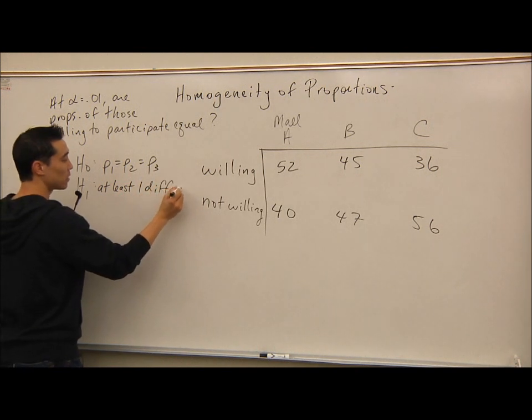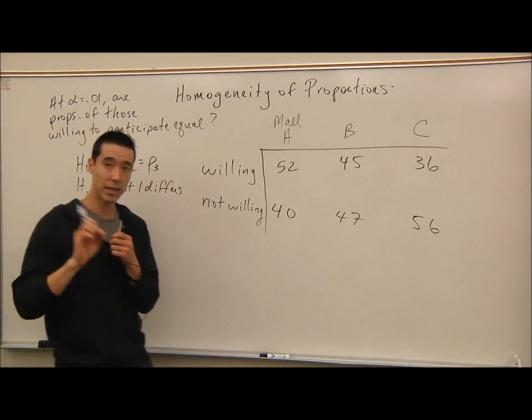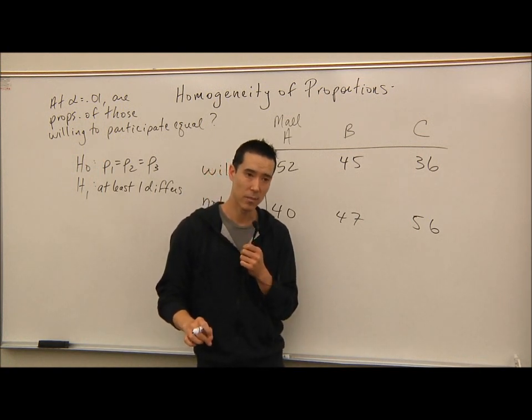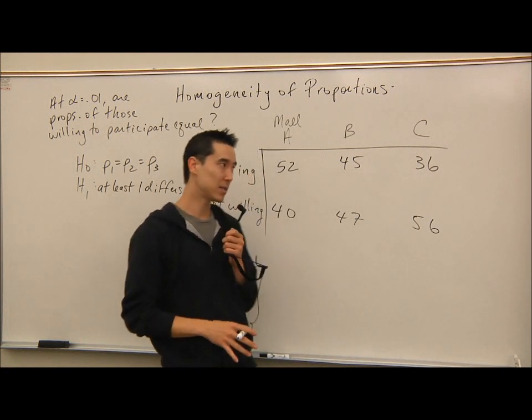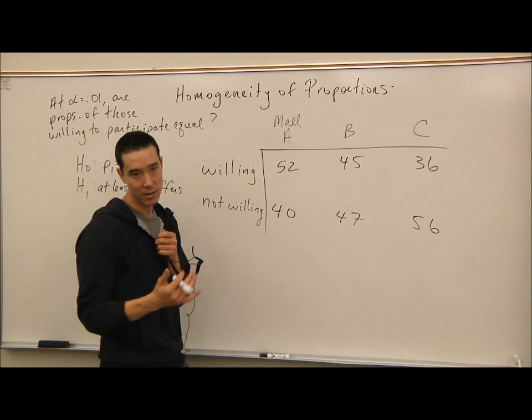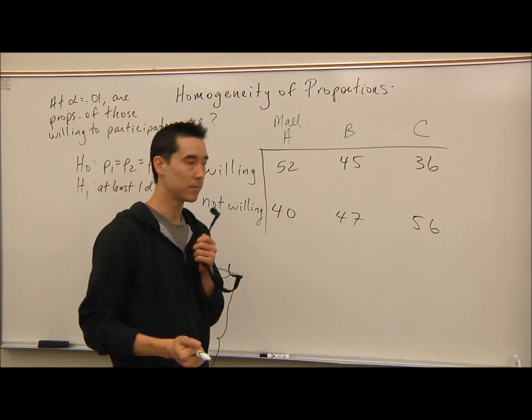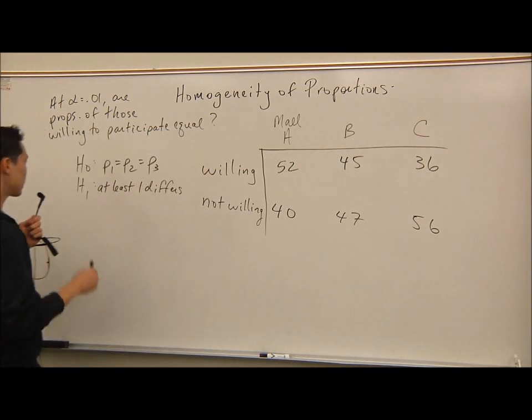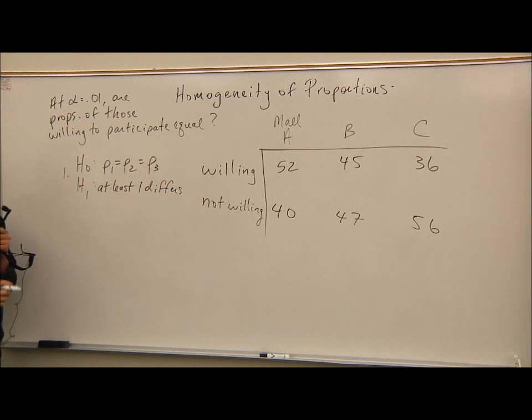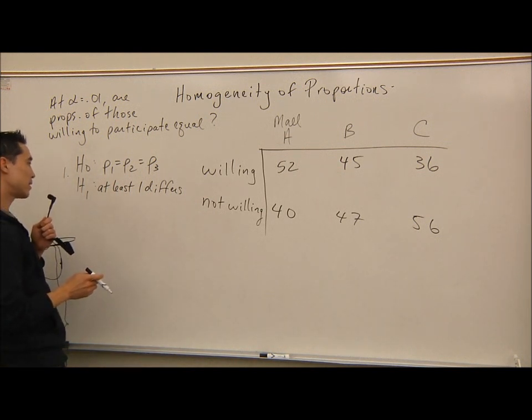So again, the good news for today's material is the H0 and H1 is always the same. The bad news is it's a little bit more time intensive in terms of calculating your expected values and then calculating the test value. Okay? All right, great. We're done with step 1. P1 equals P2 equals P3. H1 is at least one's different.